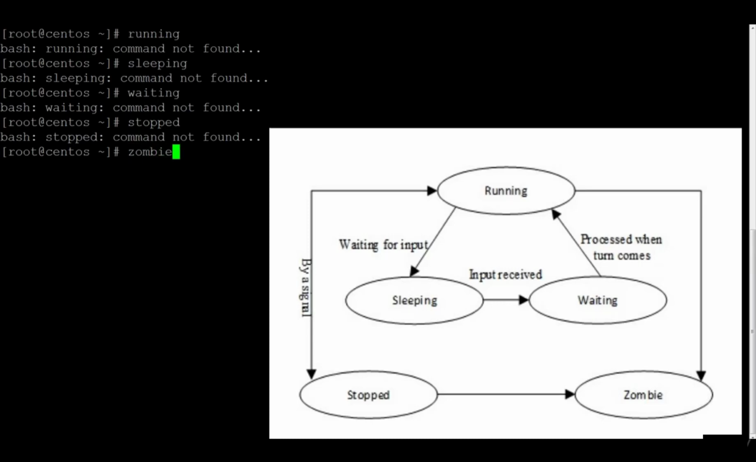And the last state is zombie. The process is dead. A zombie process exists in the process table alongside other process entries, but it takes up no resources. Its entry is retained until the parent process permits it to die. A zombie process is also called a defunct process.